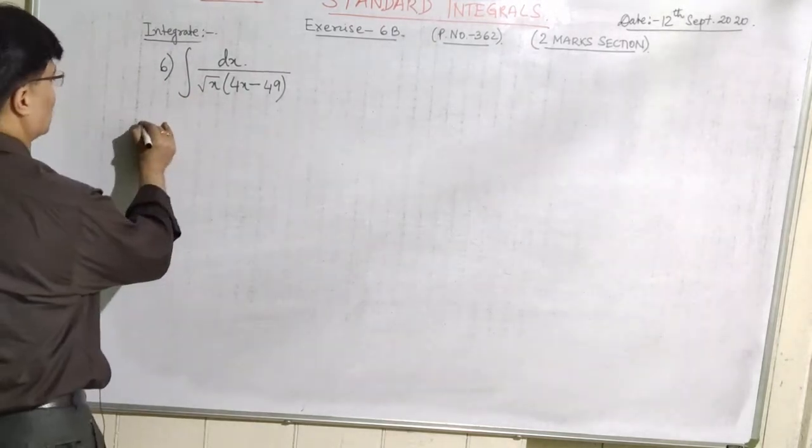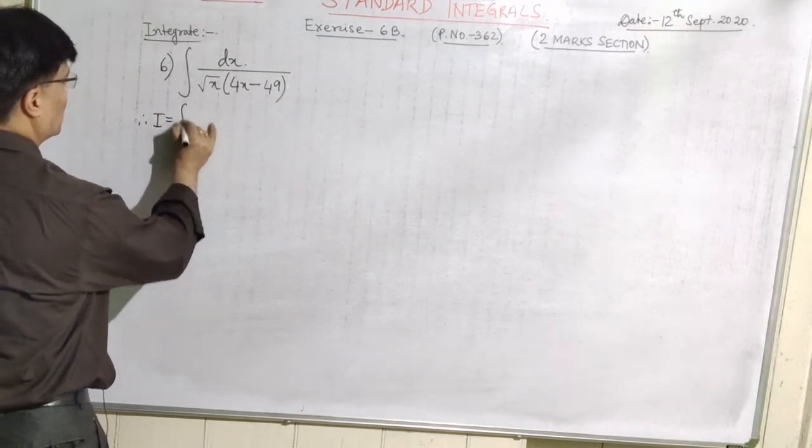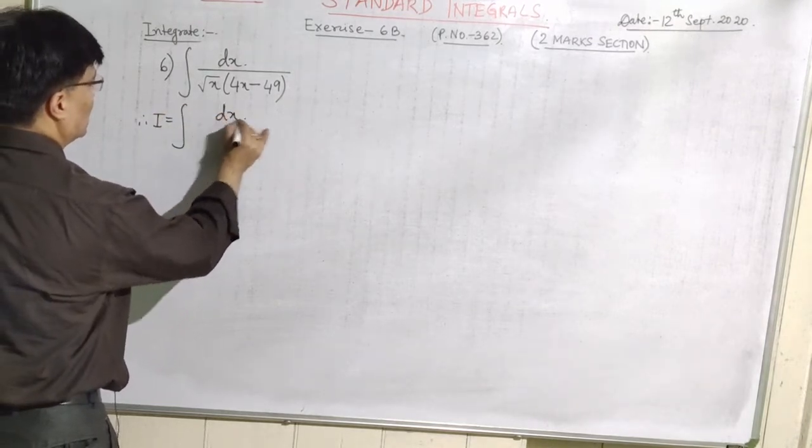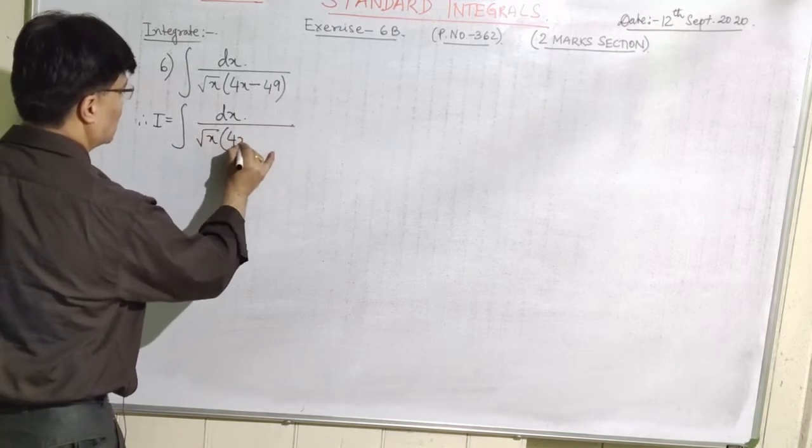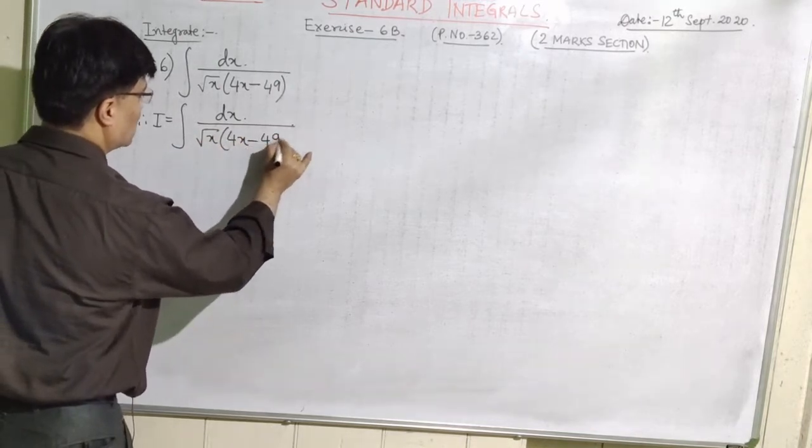So first of all, let us write I is equal to integral dx divided by root over x within bracket 4x minus 49.